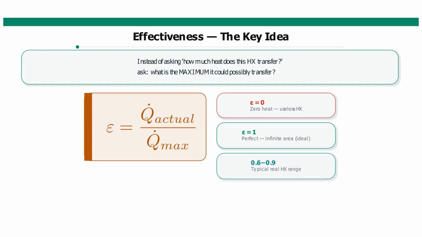Instead of how much heat does this HX transfer, ask what is the maximum heat this HX could possibly transfer. If we knew Q dot max, we could define effectiveness as the fraction of that maximum that is actually achieved. Epsilon equals Q dot actual over Q dot max. Effectiveness is dimensionless, bounded between 0 and 1. A perfect HX, infinitely large, has epsilon equals 1. A useless HX has epsilon equals 0. Every real HX falls between these extremes.